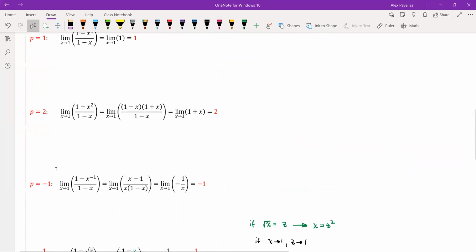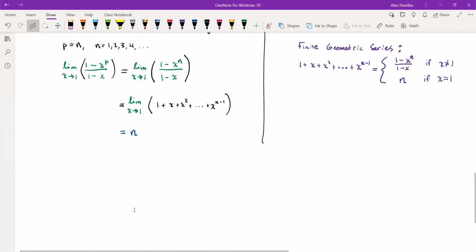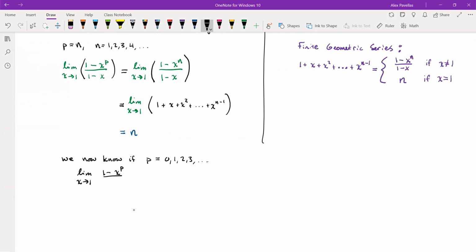Now, what about negative integers? Well, we can follow the strategy that we used for p equals -1, where basically we multiply top and bottom by our integer value, and we'll end up with some kind of limit related to the one we already did. So we now know that if p is 0, 1, 2, 3, etc., the limit as x approaches 1 of (1 minus x to the p) over (1 minus x) is in fact equal to p. Yay.